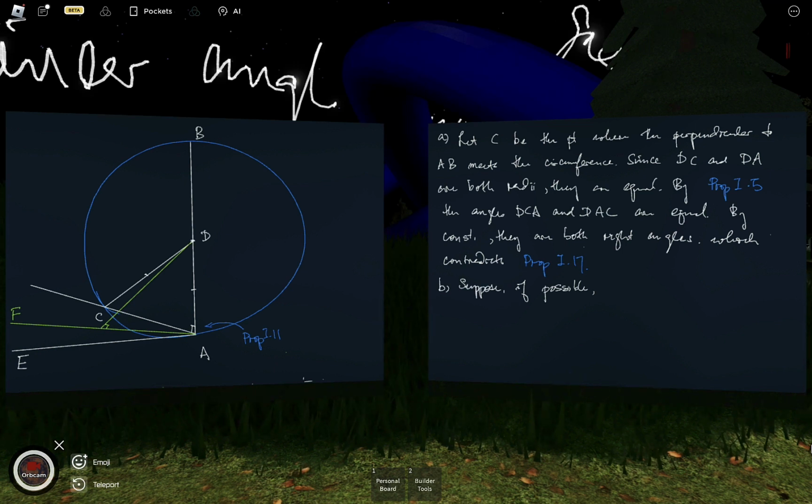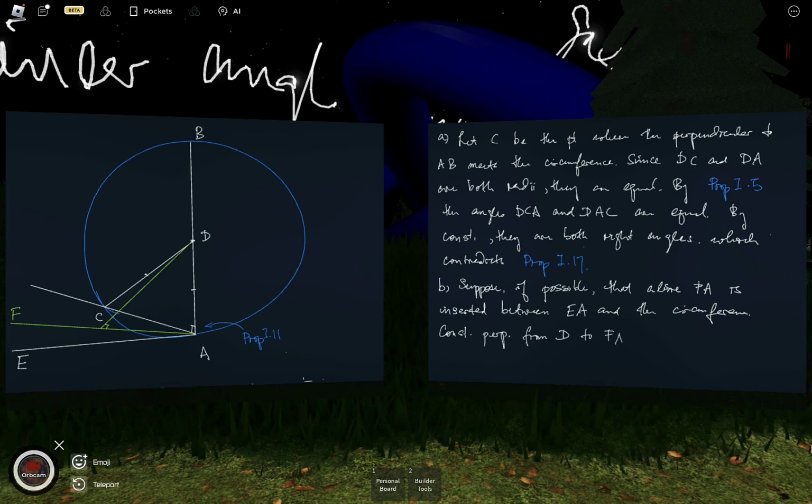So a slightly different proposition from before, but still constructing perpendiculars: a line FA is inserted between EA and the circumference. And we construct the perpendicular from D to FA, which is what we did, hitting it at G. All right, so this is proposition 1.12.